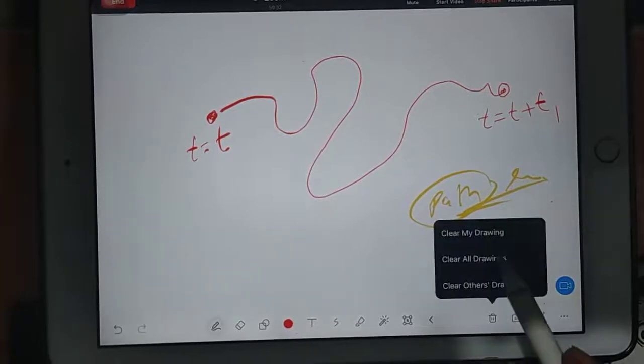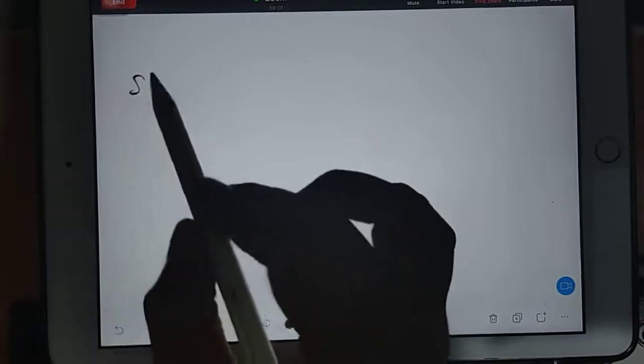Now see, the exact path is known as path line. Now we should know streak line.